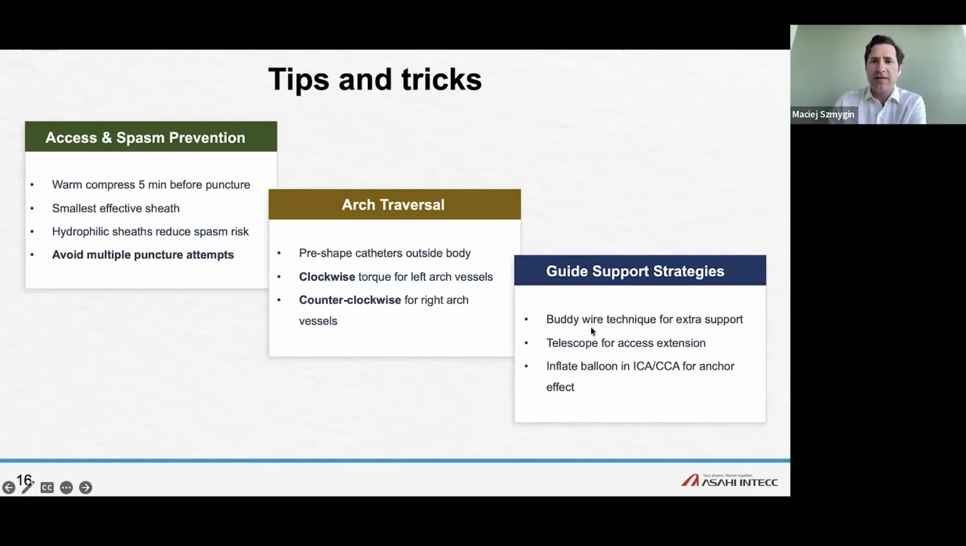What we recommend is a telescope for access extension, and what we use sometimes with very good results is to inflate the balloon distally in the vessel, and then use the anchor effect to pull up with the bigger catheter and sheath. It's quite effective if we need to.